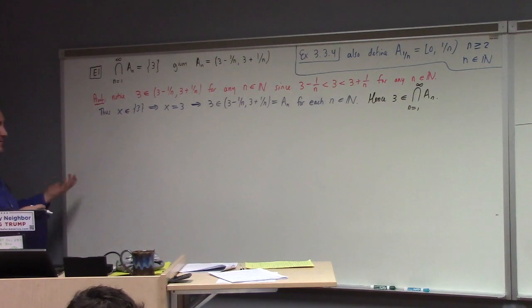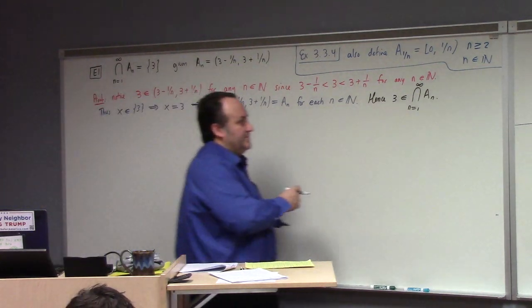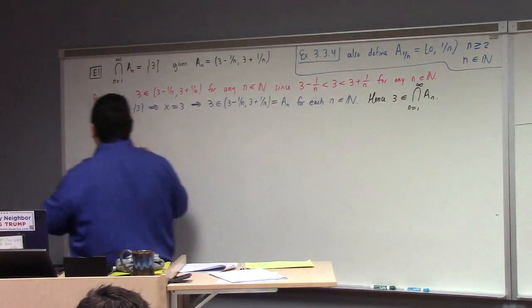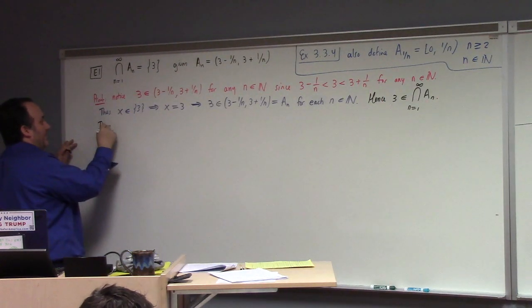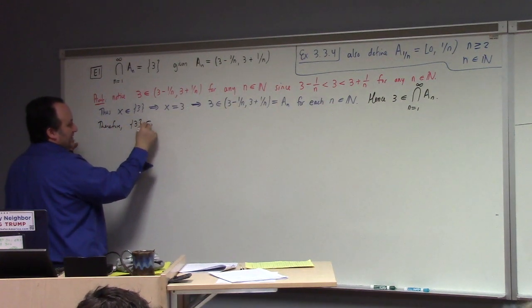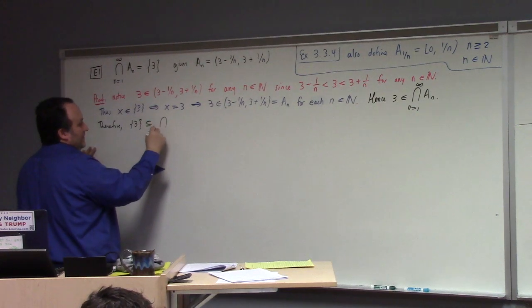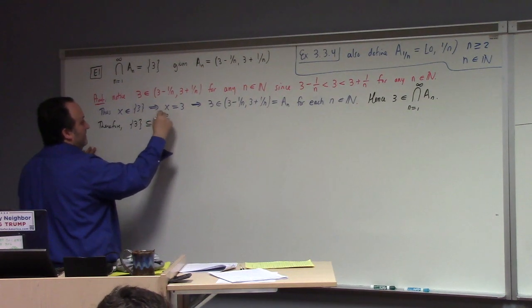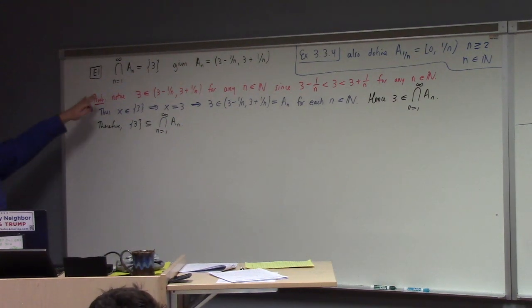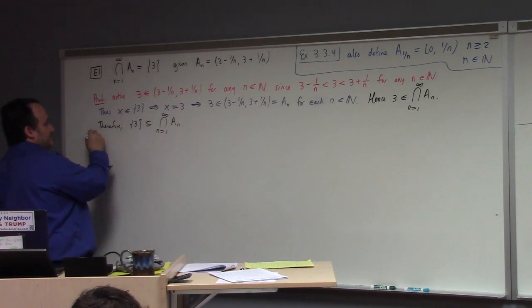So what does all this show? What do we got then? So I guess I'll write over here. Therefore, the set just containing 3 is a subset of what? Of the infinite intersection, right? I'm trying to prove that these two sets are equal. Now I've got half of it, right? I need to get the other side of the containment, right? So what's next here?